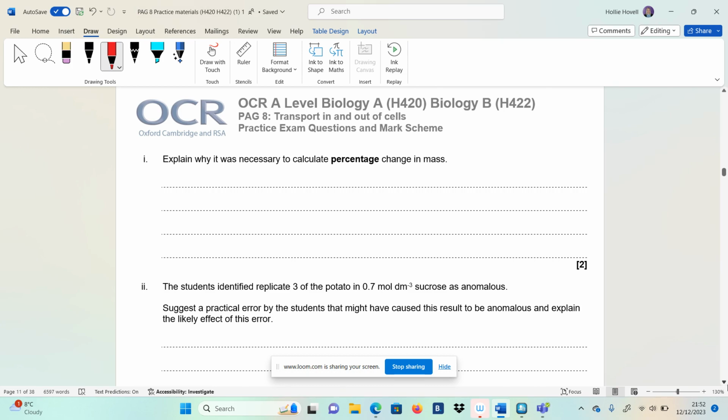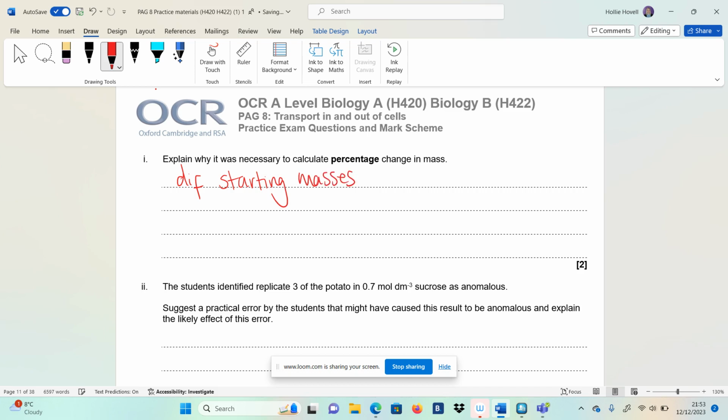Now, this is because they probably had different starting masses, which means they're made of a different number of cells, and therefore it's not fair to just say it increased by this many grams or got lighter by this many grams. That wouldn't be valid because there's another variable, the starting mass. So percentage change is much better. And it's always going to be that they had different starting masses. I've seen that question so many times.